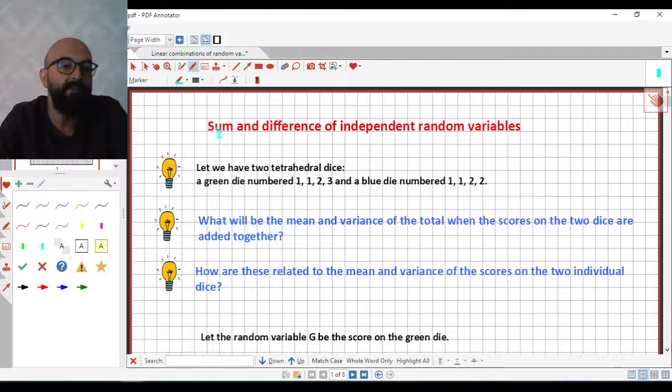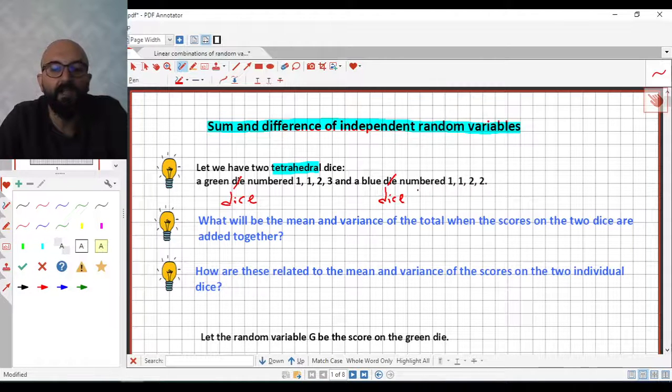Our topic is related to the sum and difference of independent random variables. Let's say we have two tetrahedral dice. A green dice, numbered 1, 1, 2, 3. A blue dice, numbered 1, 1, 2, 2.